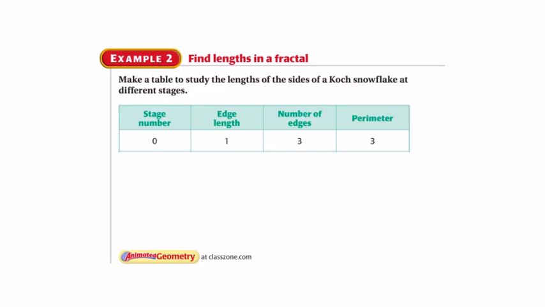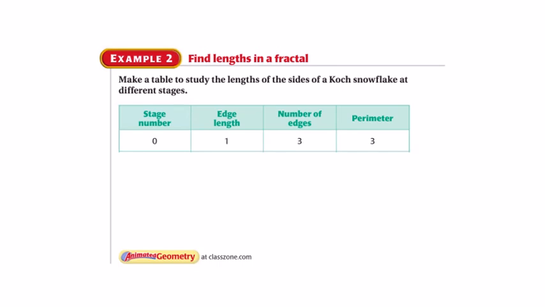Alright, so here's example 2. Find the lengths in a fractal. So make a table to study the lengths of the sides of Koch's snowflake at different stages. So you've got your stage number, your edge length, the number of edges total, and then your perimeter.